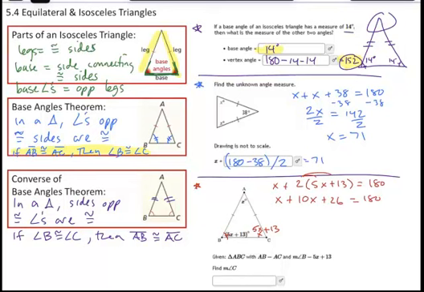Now I'm going to solve for my x value. So I have a total of 11x. If I subtract 26 from both sides, I get 154. Divide by 11 to calculate my x value, and I wind up with 14.